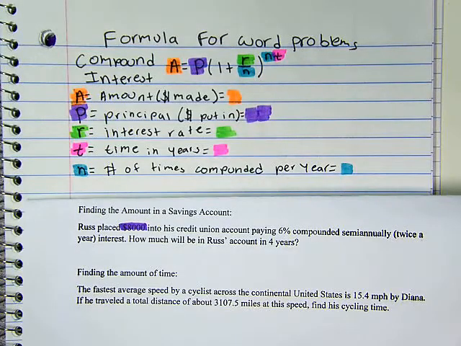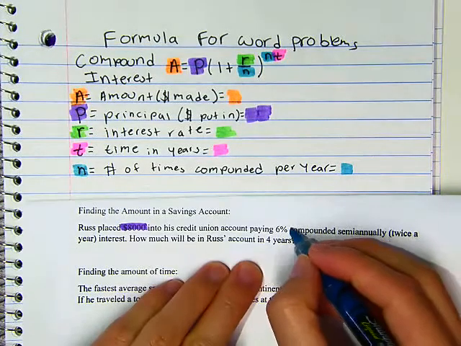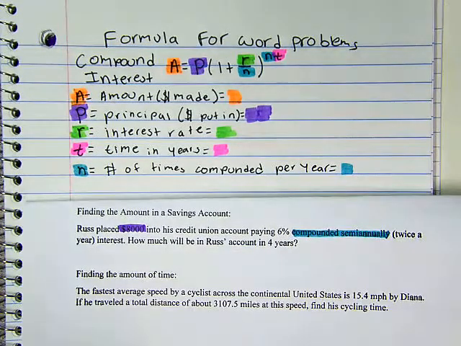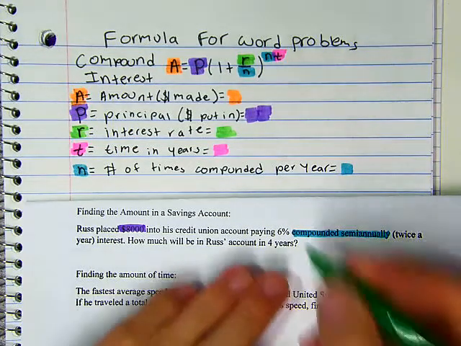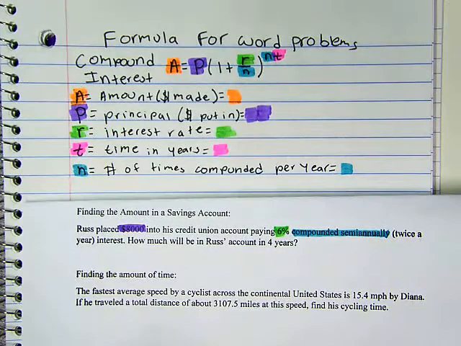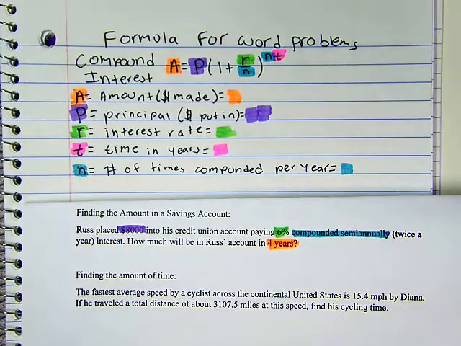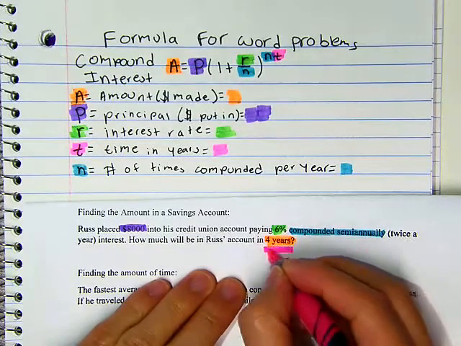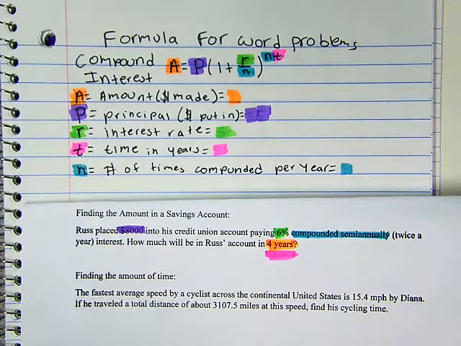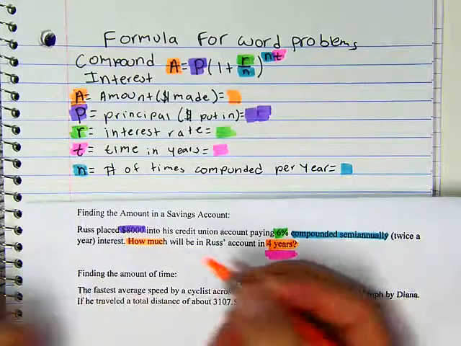Paying 6% compounded semi-annually. So it tells us that it compounds semi-annually, or twice a year. And we know that the interest rate is going to be 6%. And it asks us how much money will be in his account in 4 years. So we can go ahead and place that into our formula, and I highlighted time the wrong color. 4 years should be pink, and it is asking us how much money, so that would be our A.